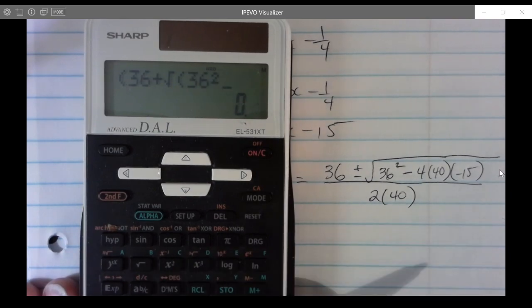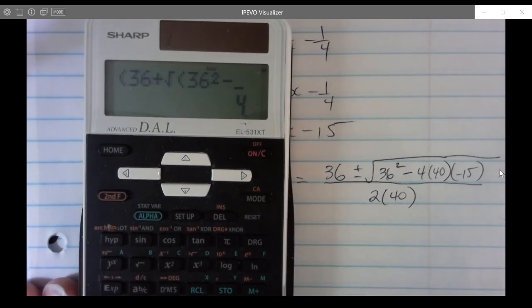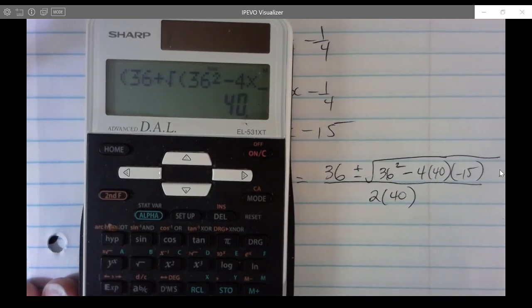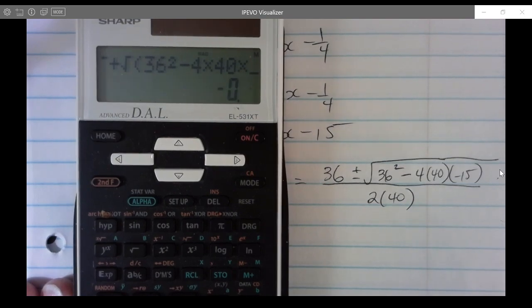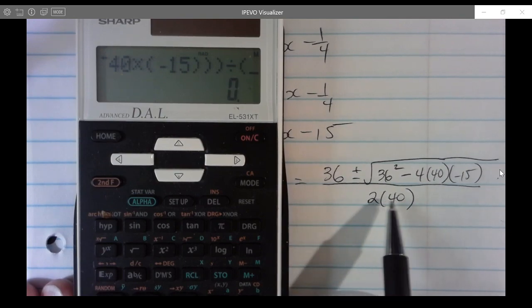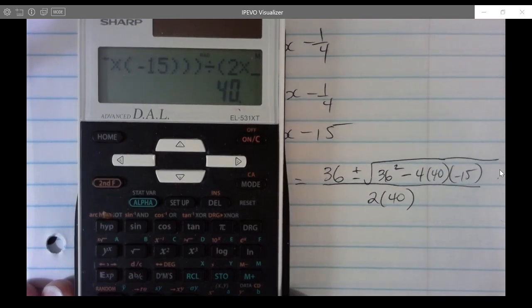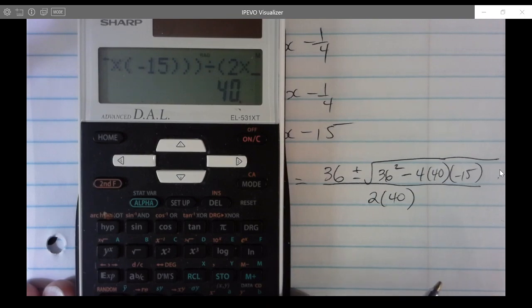36 squared minus 4 times 40 times negative. And remember, there's a difference between your subtract button and your negative button. So I'm hitting my negative button here. 15. Close the bracket. That's the radical's bracket being closed. Then close the bracket for the numerator, then divide by, you have to open a bracket for the denominator so that the calculator knows to do this multiply before this big divide, and then 2 times 40. Obviously, I wouldn't in the real world do 2 times 40 without just putting 80 down in my head, but I'm just showing you how to punch the buttons.